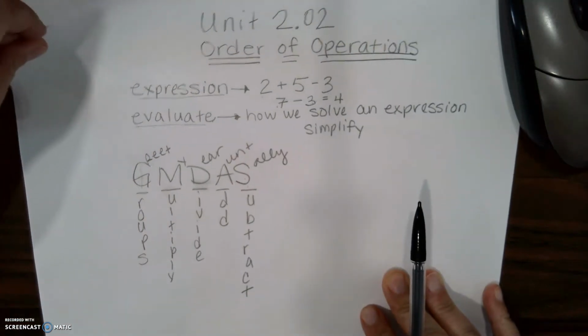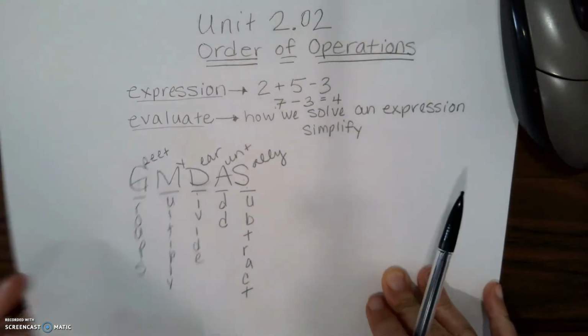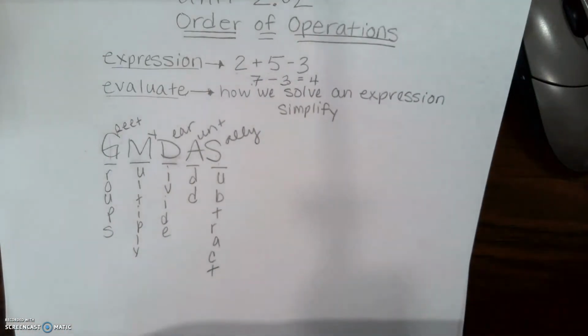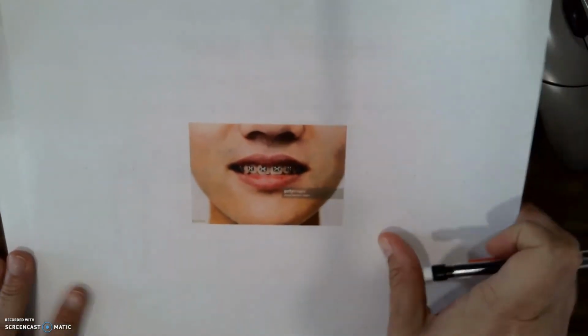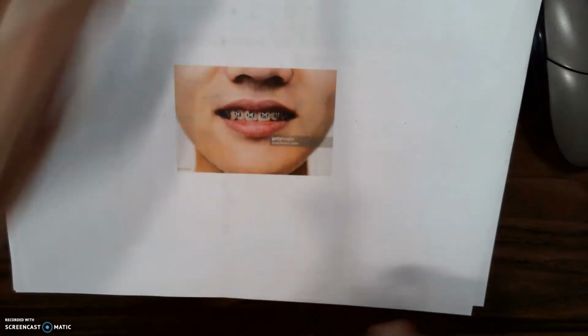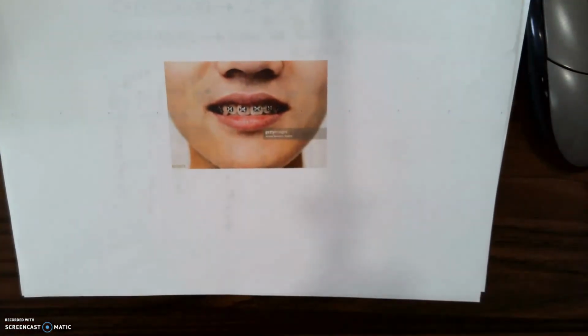So yesterday, I showed you a picture of shoes and socks. Well, today, I'm going to show you a picture of a mouth. Well, Mrs. Aiken, what does that even have to do with what we're talking about? Well, if any of you have ever had braces, I know I have, this has a lot to do with grouping and the order of how things are done.